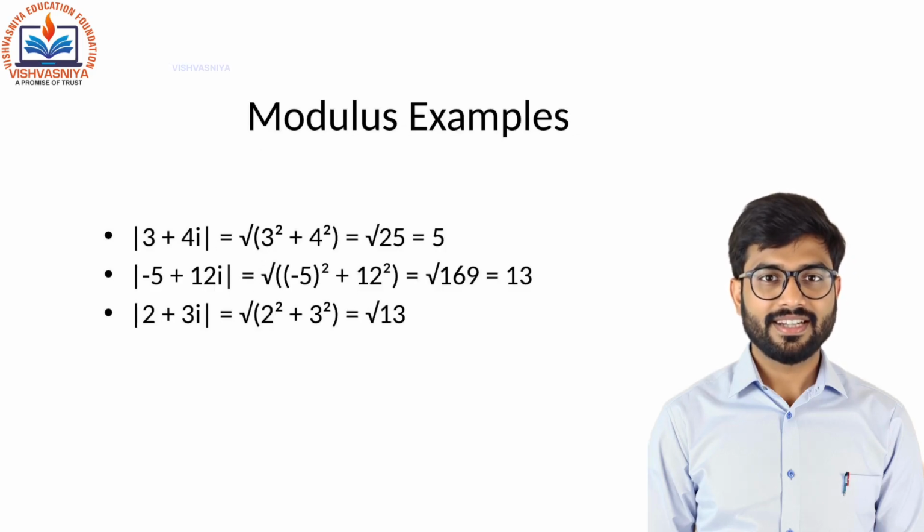Examples. 1. If z equals 3 plus 4i, |z| equals square root of 3 squared plus 4 squared, equals square root of 9 plus 16, equals square root of 25, equals 5. 2. If z equals minus 5 plus 12i, modulus equals square root of (minus 5) squared plus 12 squared, equals square root of 25 plus 144, equals square root of 169, equals 13. 3. If z equals 2 plus 3i, modulus equals square root of 2 squared plus 3 squared, equals square root of 4 plus 9, equals square root of 13.